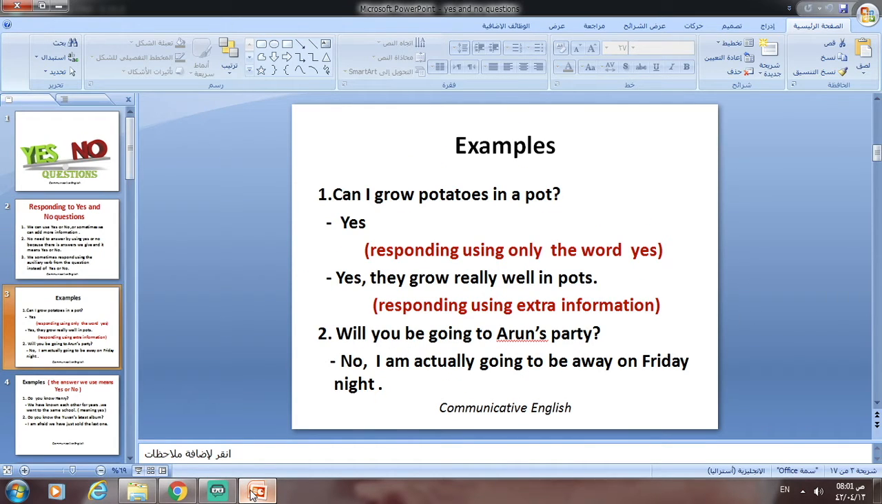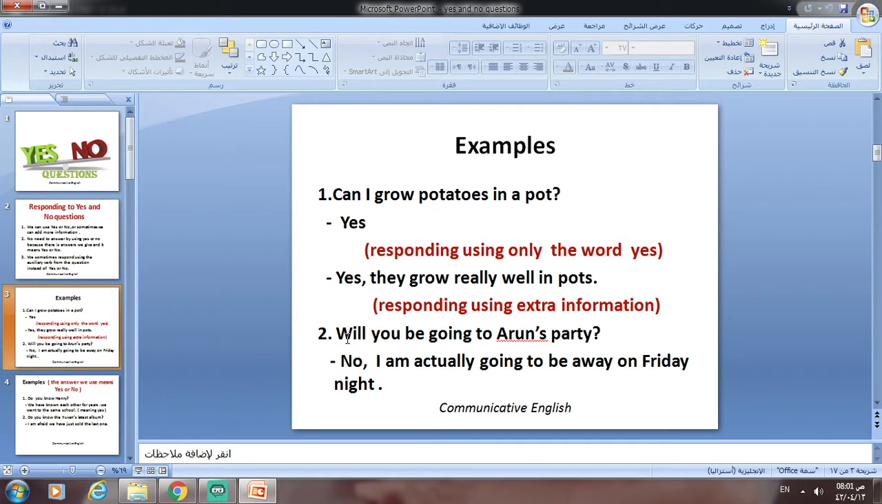Let's see some examples. The first example: Can I grow potatoes in a pot? Yes. So here we respond using only the word yes. Yes, they grow really well in pots. Here we respond using extra information. The extra information is they grow really well in pots.